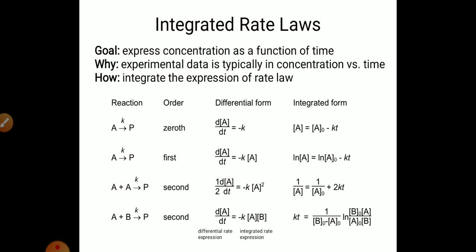The third one is the second order reaction. For this, A plus A converts into product P. The differential form for this order of reaction is 1/2 d[A]/dt equals minus k[A] squared, and the integral form is 1/[A] equals 1/[A]0 plus 2kt.